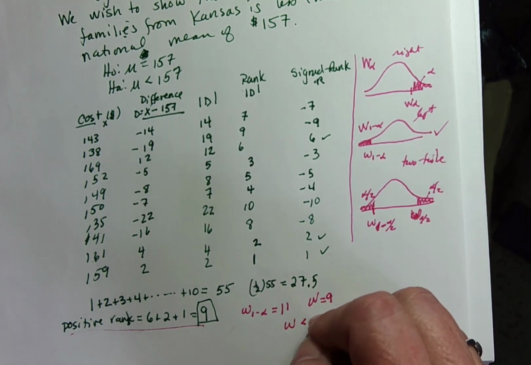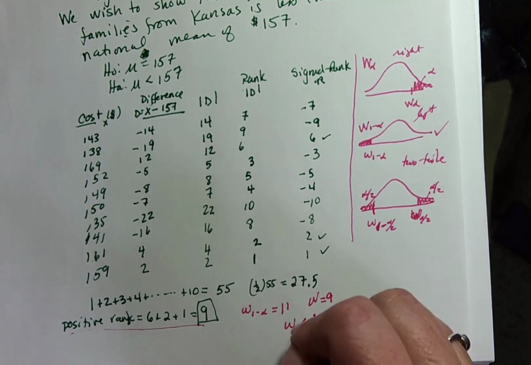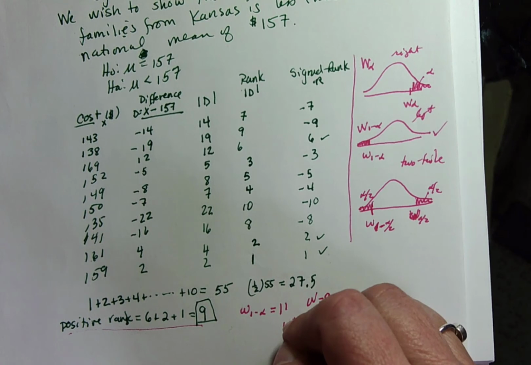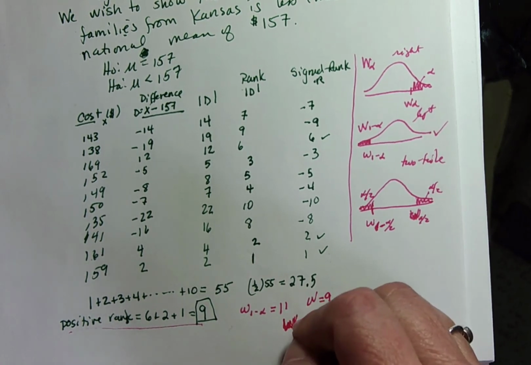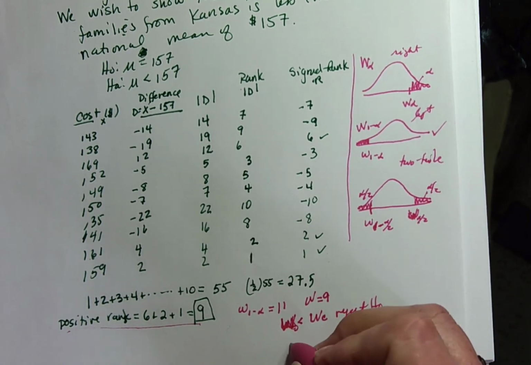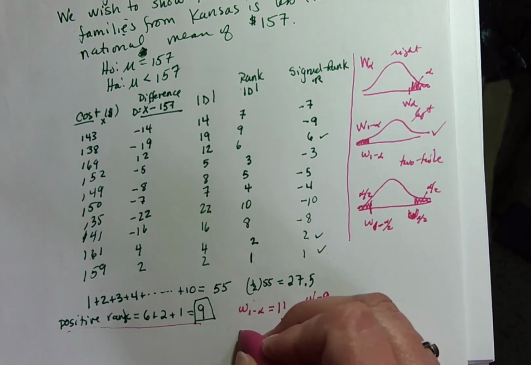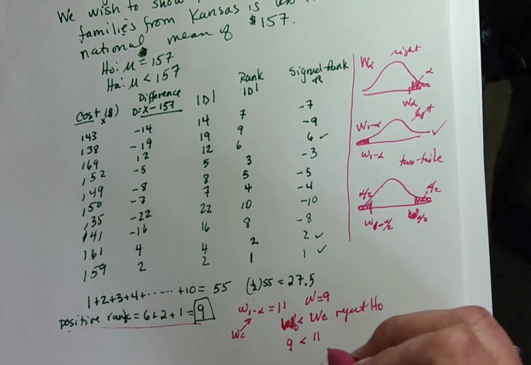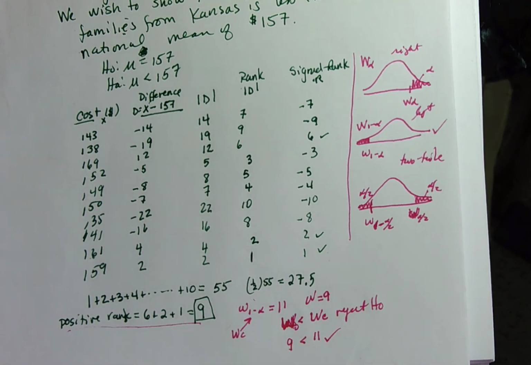So if my W was 9, remember, in here it's 9, I would say if my W is less than my critical value, if my W from my null is less than my critical value, I'll reject the null hypothesis. Well, I have a 9. Is it less than this critical value? It sure is. So that gives me enough evidence to reject the null hypothesis at a 0.05 significance level. So we would say at a 0.05 significance level, the data provide sufficient evidence to conclude that the mean weekly cost for a Kansas family of 4 is less than the national mean of $154.